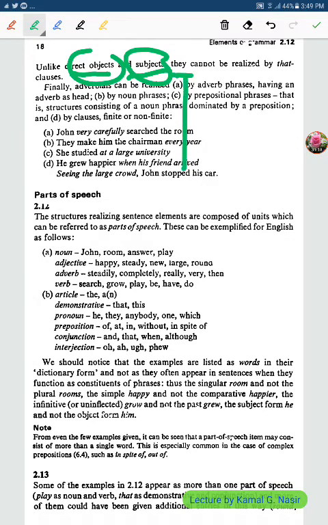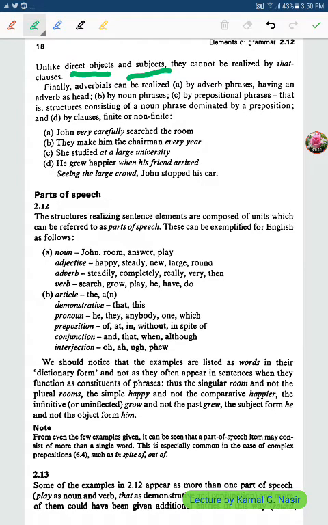Indirect objects cannot be released by that clauses, but the direct object and the subject can be released by that clause. Good. Now the adverbial phrase.